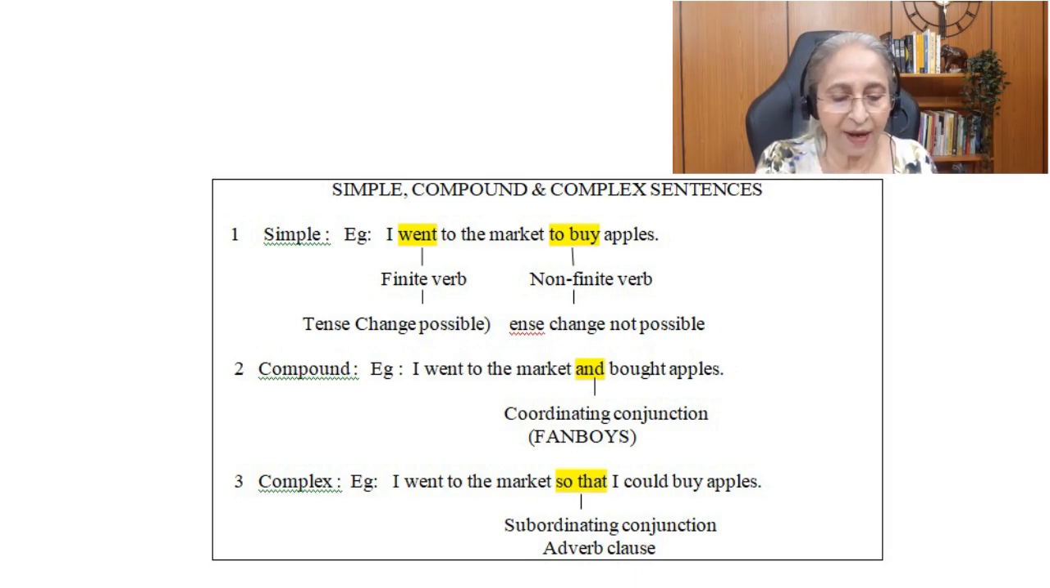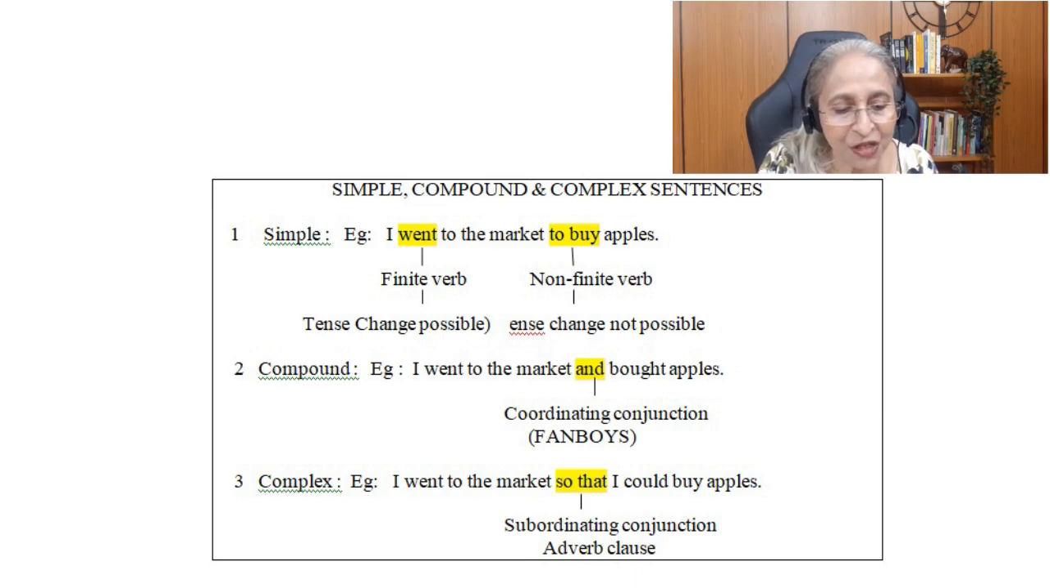Now this is a simple sentence. Why? Firstly, it contains only one finite verb. Point it out to yourself. You're right. Went is the only finite verb here. And we can subject it to a tense change. So, I go to the market to buy apples. All right? I will go to the market to buy apples, suggesting future time. But which is the non-finite form here? To buy.